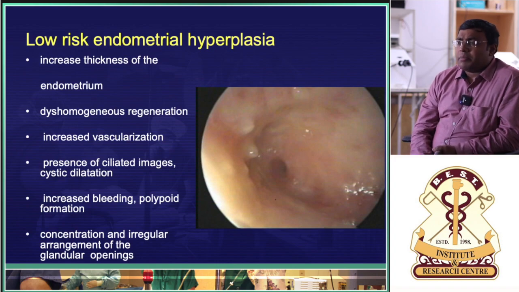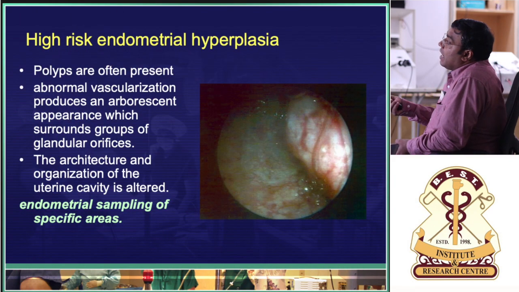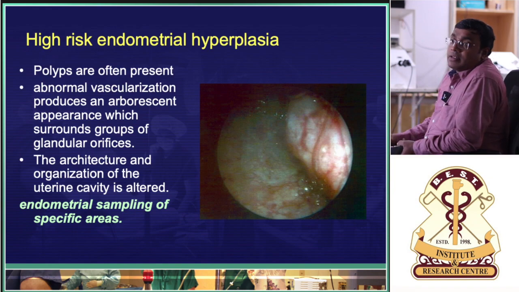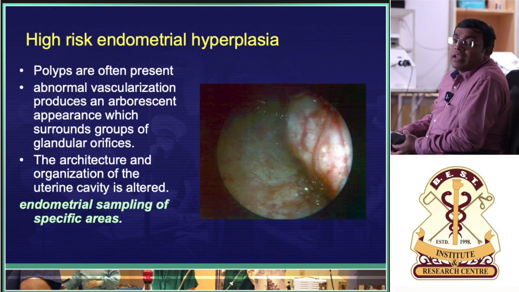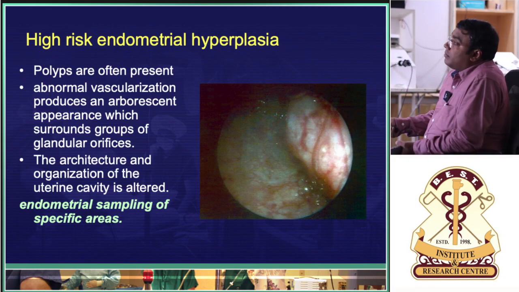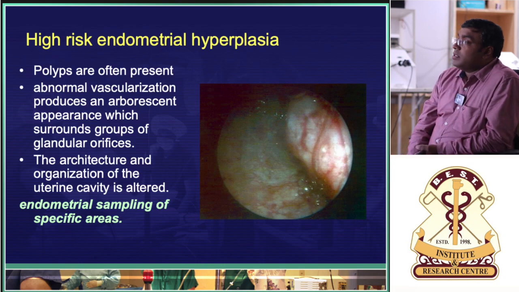Okay, this looks like hyperplasia but doesn't look like malignancy. So that is what you should tell. Whereas high risk for endometrial hyperplasia is polyps are often present, abnormal vascularization which produces an arborescent appearance. Here arborization, irregular branching of the blood vessels are seen. And the architecture and organization of the uterine cavity is altered. So this is a high risk for endometrial hyperplasia.